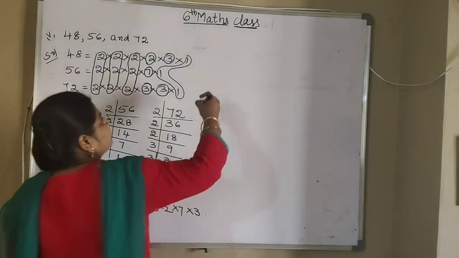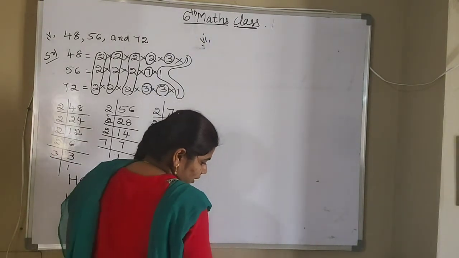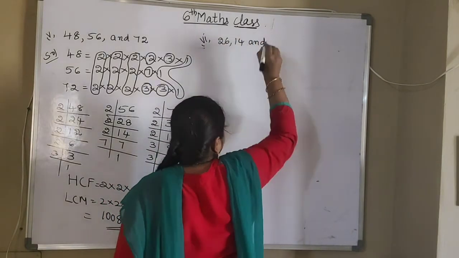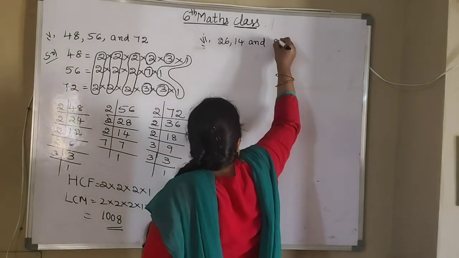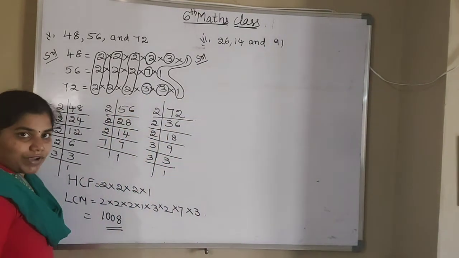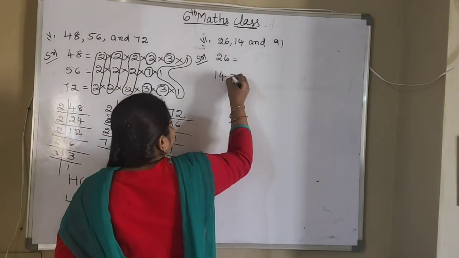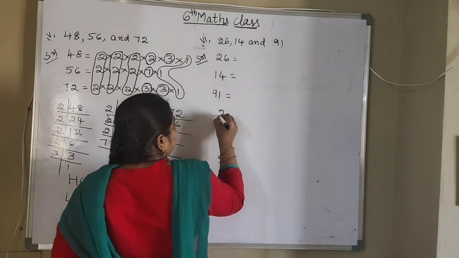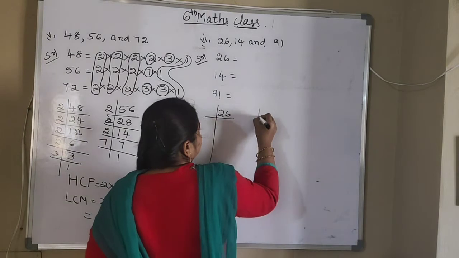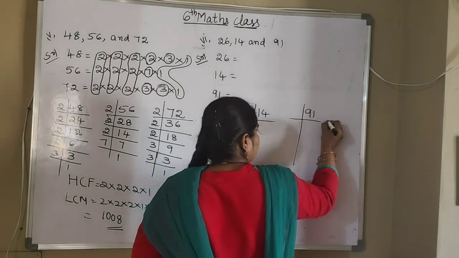Next, sixth bit. What is that? 26, 14 and 91. For this we have to find the LCM again by using prime factorization only. So write all the numbers individually first. Okay, so we have to find the prime factors of 26, prime factors of 14 and prime factors of 91.